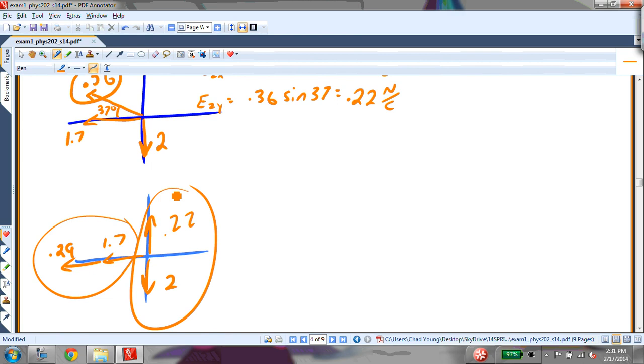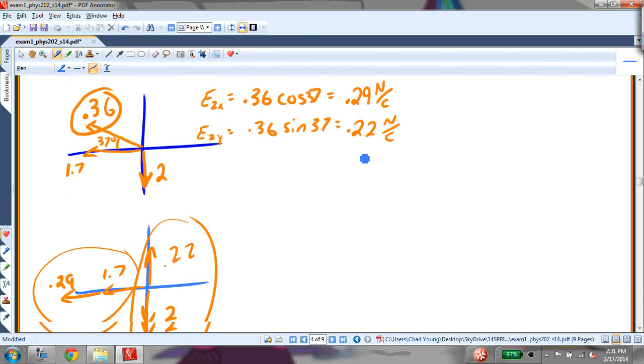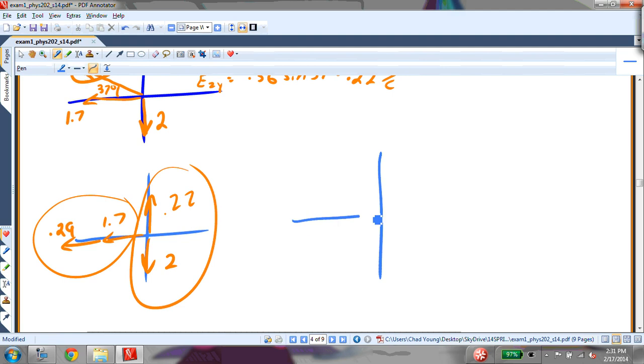And on my new coordinate system, which I'll just draw right here, almost done now, I'm going to get 1.8. That's the difference of 2 and 0.22, and 2. Okay, that means that my resultant vector is going to be right there, and I want to find out what that angle is.